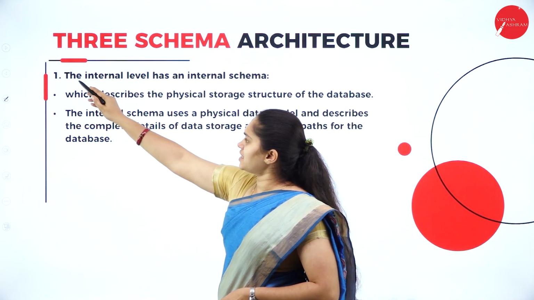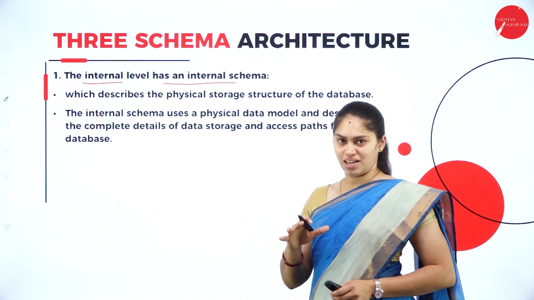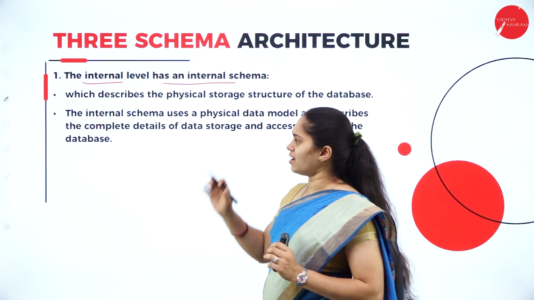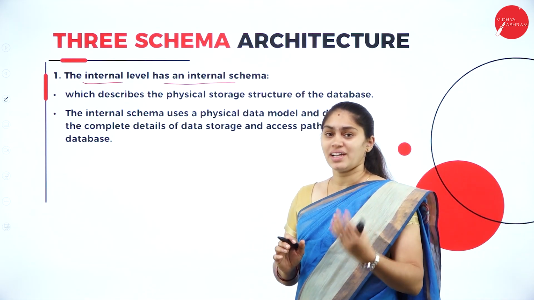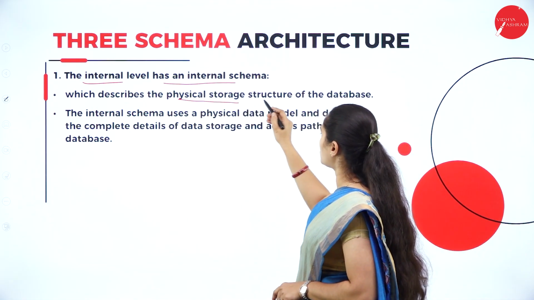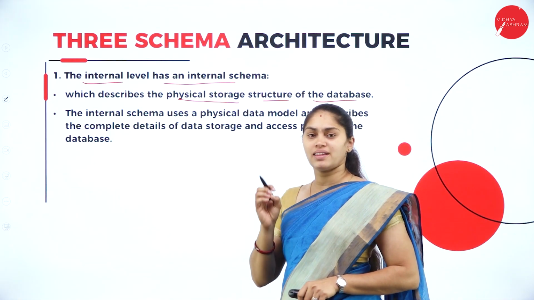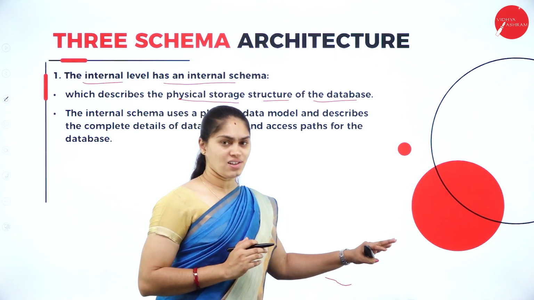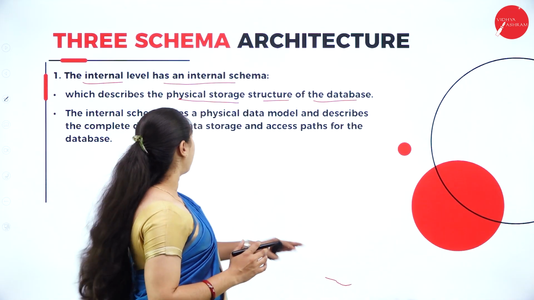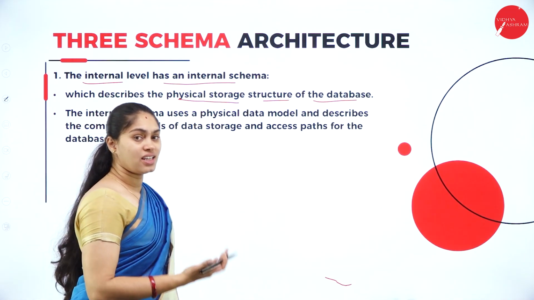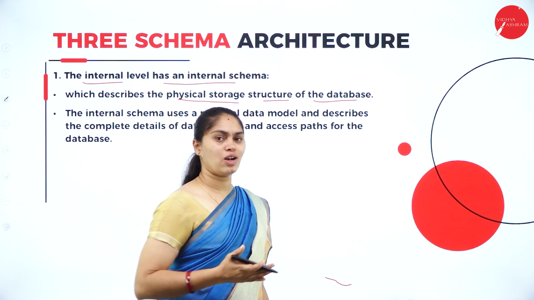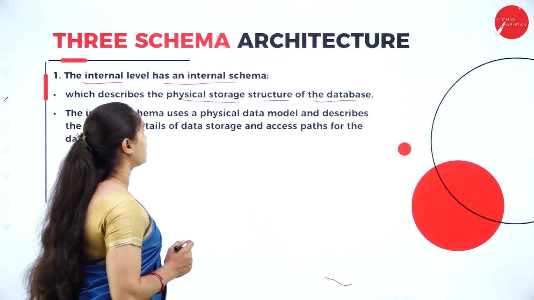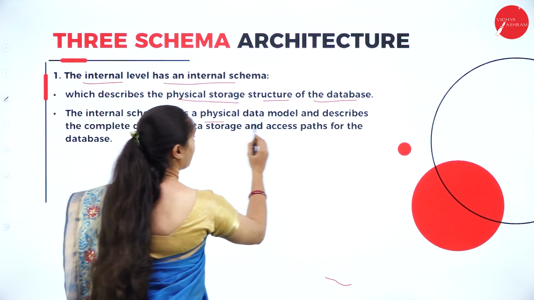First, the internal level has an internal schema. What does it comprise, or what does it describe? It describes the physical storage structure of the database, where the actual data is stored, at the physical level, which is at the bottom. This schema represents the physical storage structure of the database: how many files we have, what the record types are, what the record ordering is. Every such detail is stored in this internal schema, and it uses a physical data model.